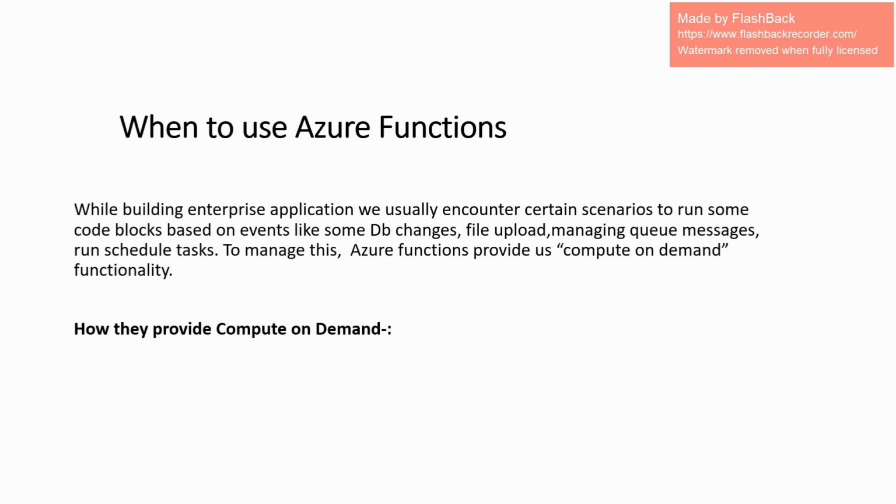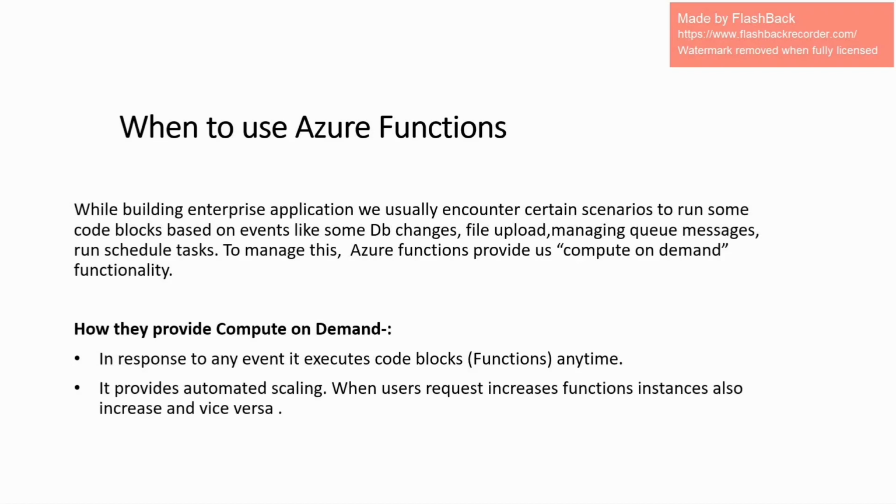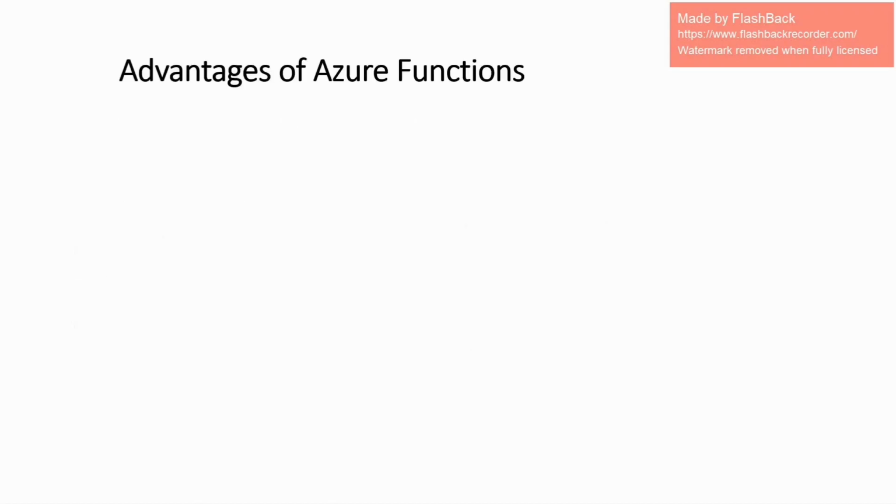Now, how do they provide compute on demand? In response to any event, it executes the code blocks anytime. It also provides automated scaling. When user requests increase, function instances also increase and vice versa.